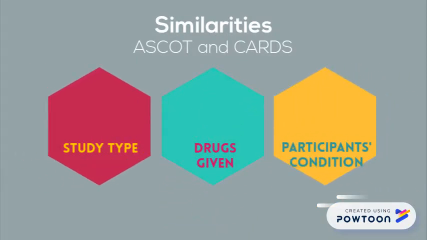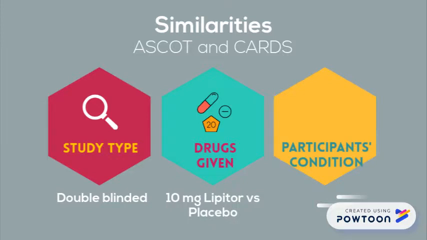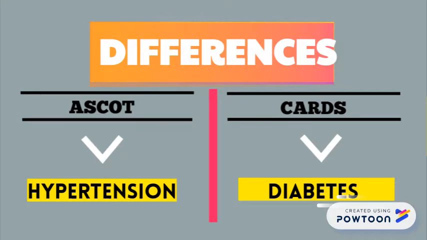Also, they share the same study requirements such as both trials were double-blinded. 10 mg of Lipitor was used against placebo, and the condition is that the participants do not suffer from cardiovascular disease. The only difference is that ASCOT trial is conducted on hypertensive patients, while CUTS trial was meant for diabetes.